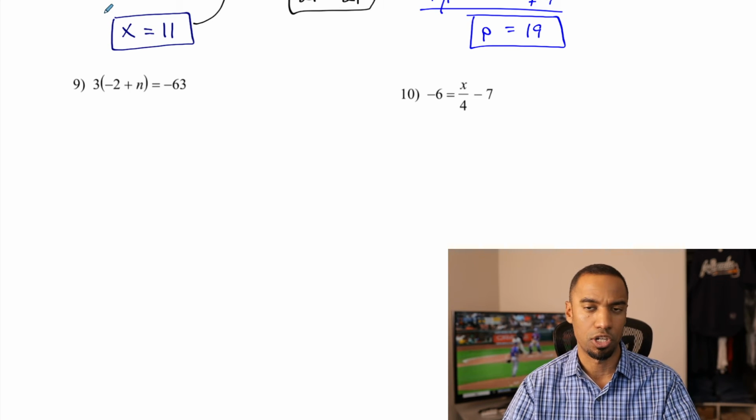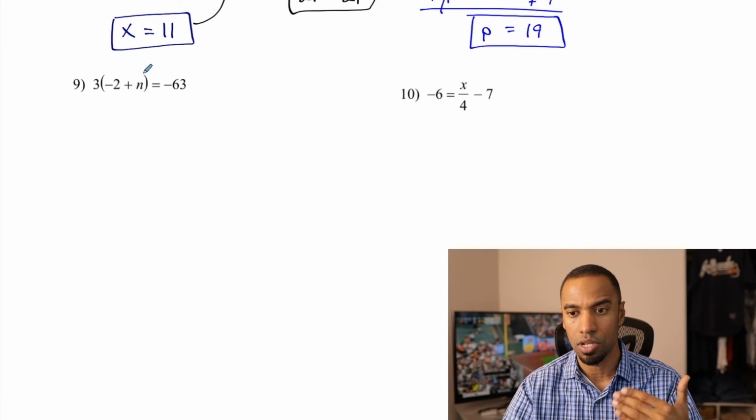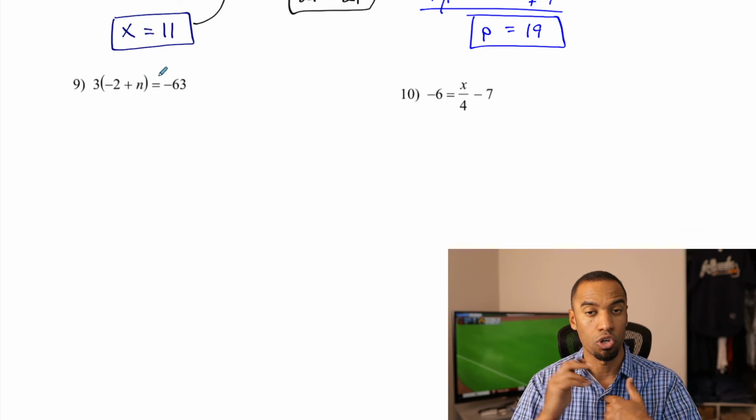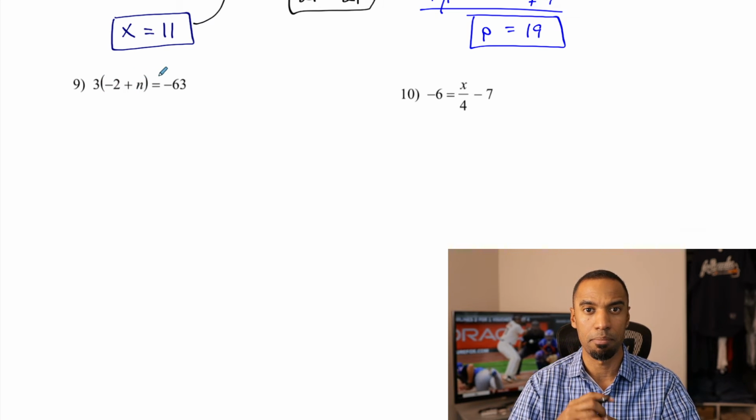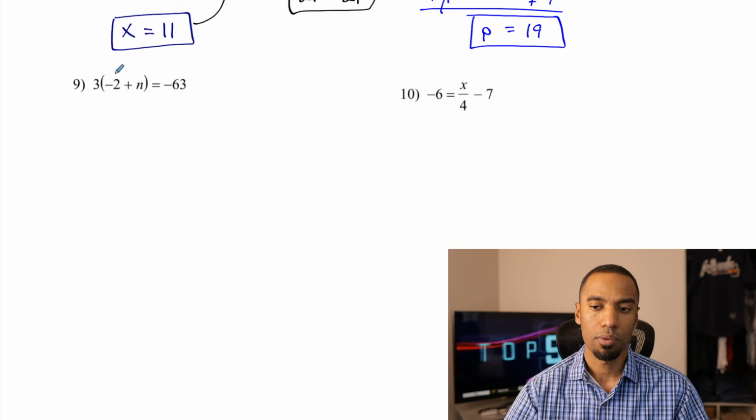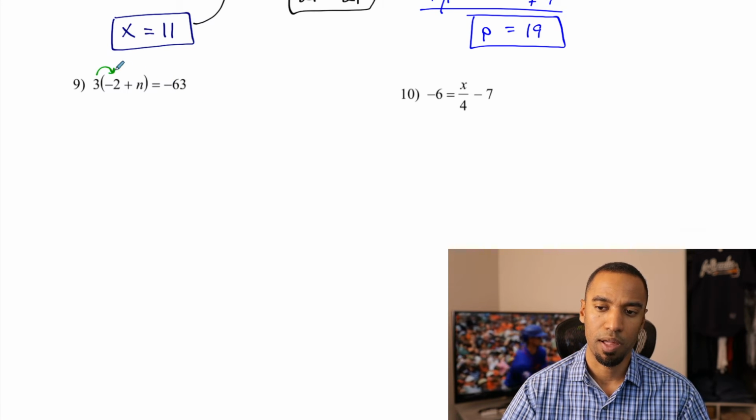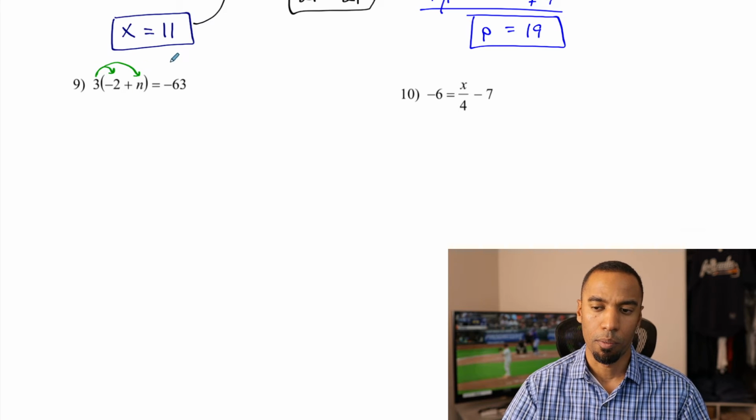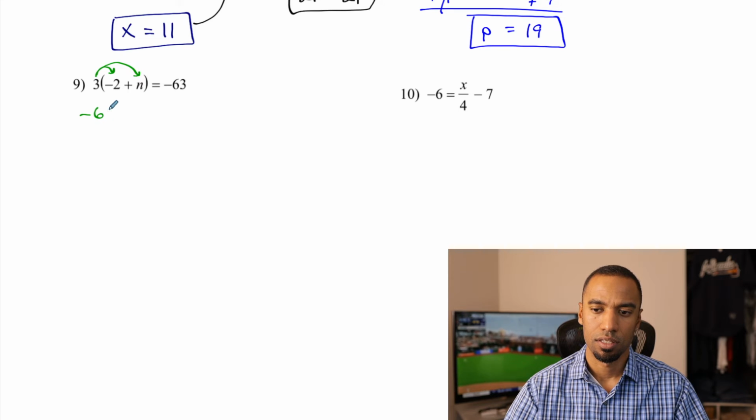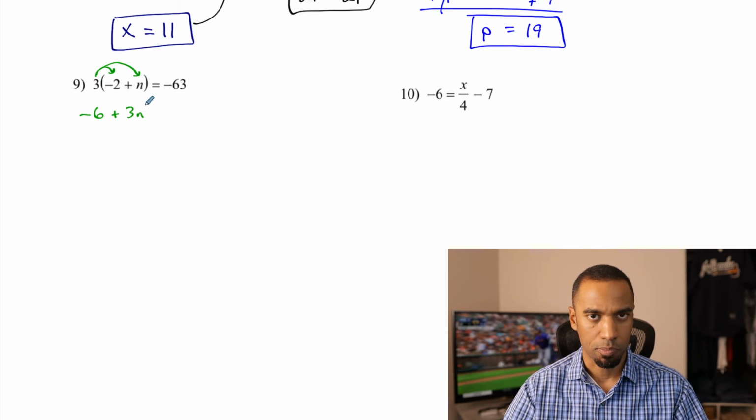First, I'll show you the more logical one that you're likely to come up with, which is we begin with distribution. You see an expression on the left side, and you're normally tasked with simplifying the left side and the right side before you move terms over. All right, let's start with distribution. 3 will multiply with negative 2. 3 will multiply with n. Okay, so 3 times negative 2 is negative 6. And then 3 times n is 3n. So we get negative 6 plus 3n there.